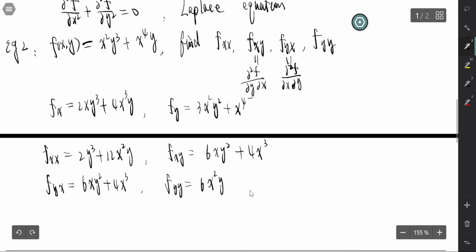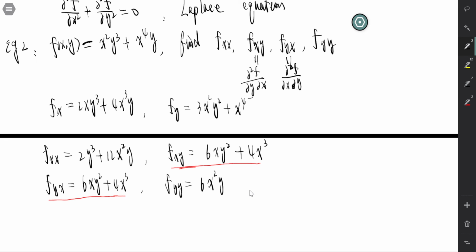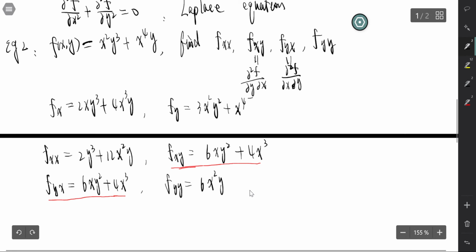We have just studied this for functions of two variables. Here we see that f_yx and f_xy are equal because the function is a polynomial, so it's continuous everywhere, and its second derivatives are all continuous, so they are equal. That's the higher order partial derivatives.